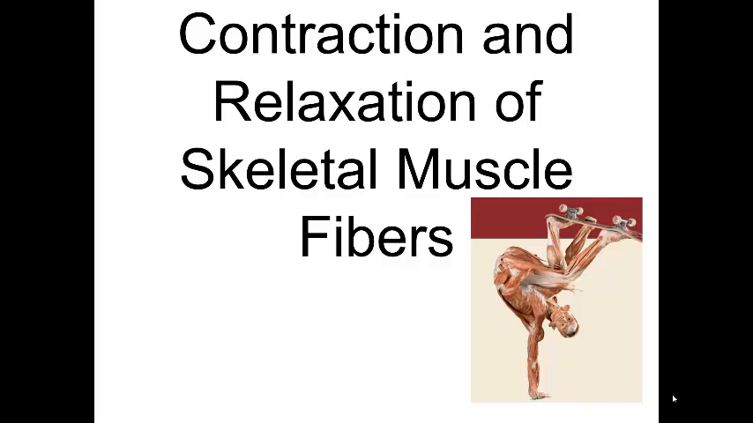During part 2 of the muscles unit, we are going to go over contraction and relaxation of skeletal muscle fibers. During the last part, we talked about the structure of the sarcomere. It is important to note that during a contraction and relaxation cycle, the length of the thick and thin filaments is not changing. However, the length of the sarcomere shortens during a contraction cycle.